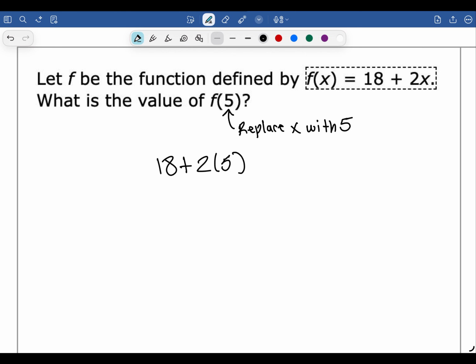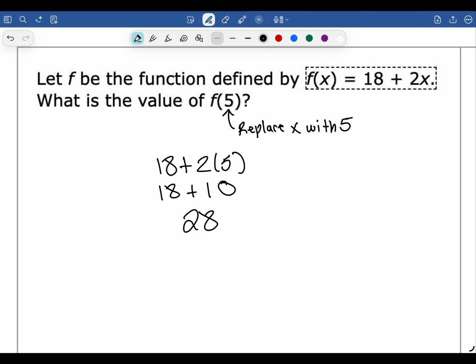Okay, so that means if I go through my operations, there are two ways I can do it. Now, I have noticed that there are going to be non-calculator questions and calculator questions, okay? So we kind of got to do both so we can have an understanding. But 2 times 5 is going to be 10. And then I bring down my 18. 18 plus 10 will be 28.